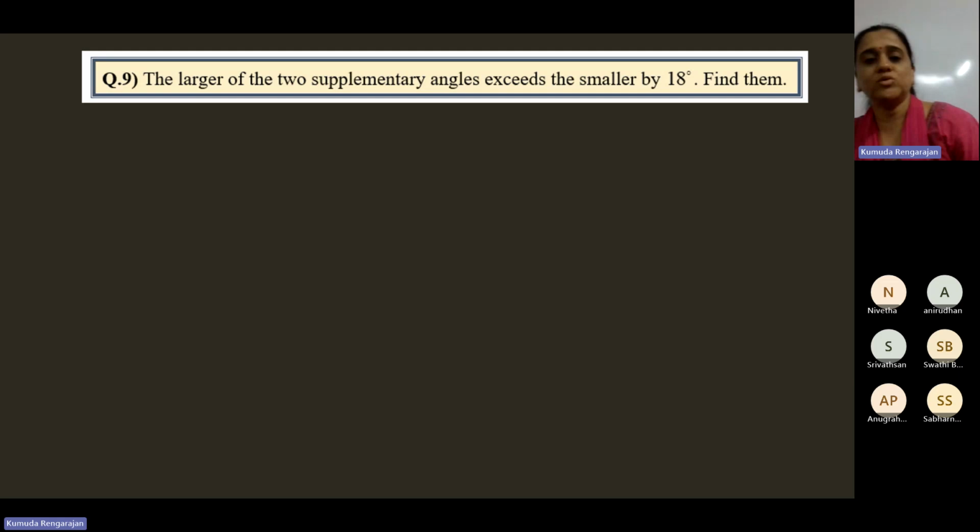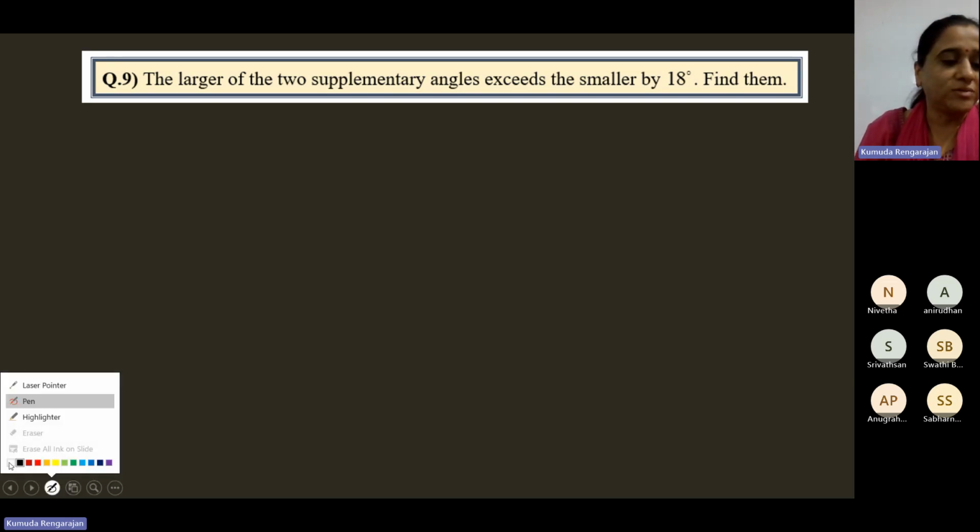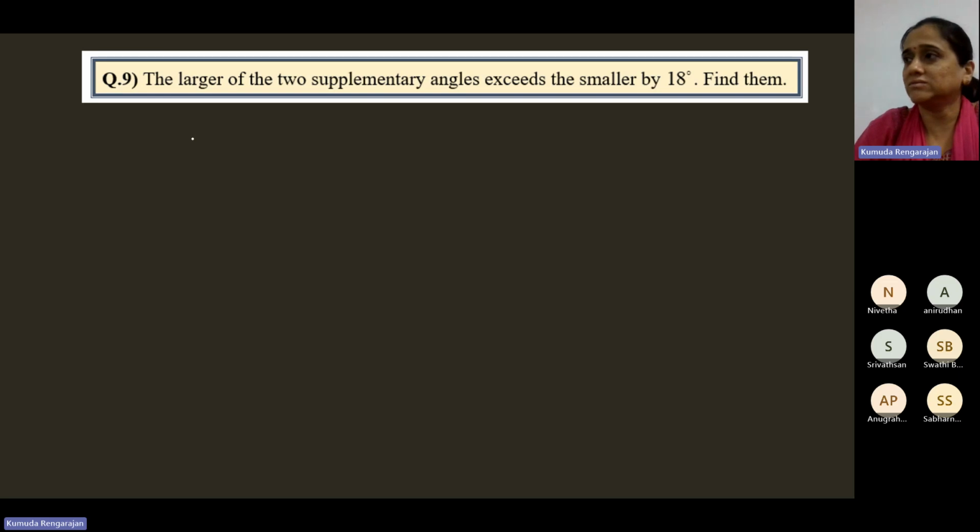The larger of the two supplementary angles exceeds the smaller by 18 degrees. So first, supplementary angles. Let the two angles be X degrees and Y degrees. So X plus Y is equal to 180. Finished, one equation. These two angles, one is large, the other is small. The larger exceeds the smaller by 18.